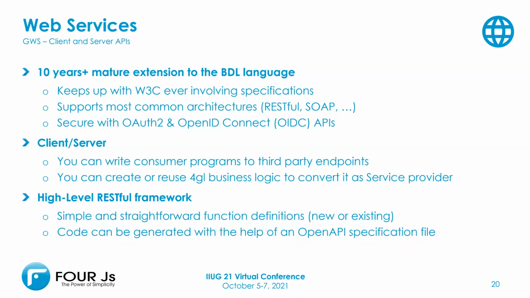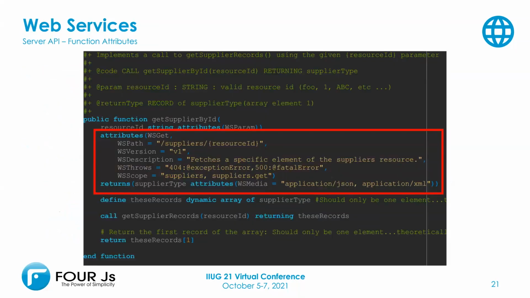Since the version before the last one that we just released, we have a high-level RESTful framework, and it's really nice because it is high level. So just to give you an idea of how it works, you can create functions, and those functions have special attributes. So what method, what is the path to get to the endpoint.